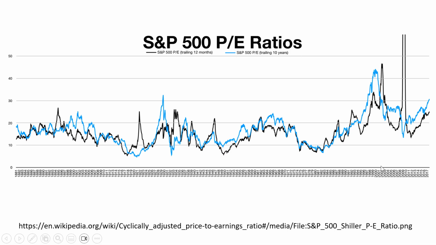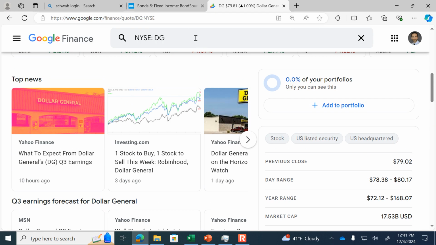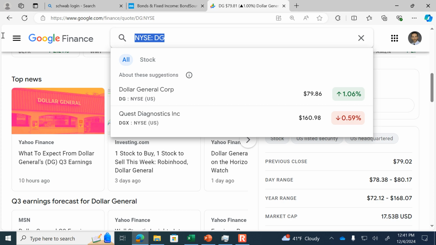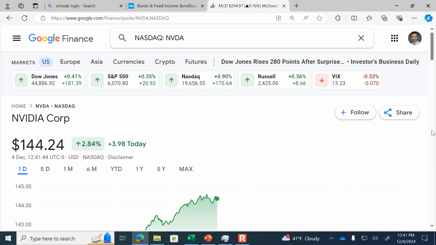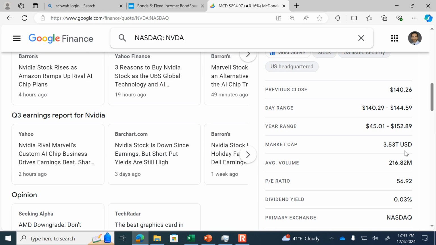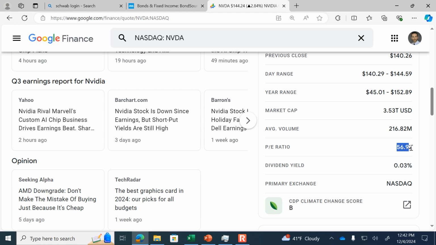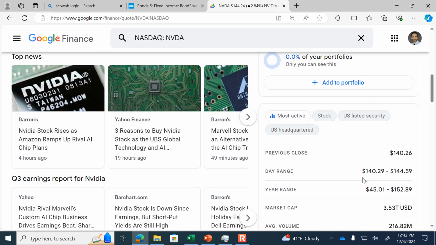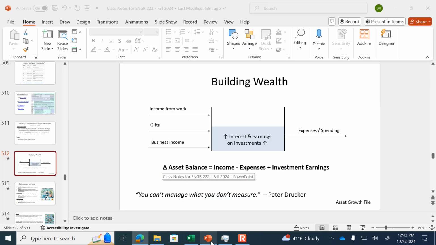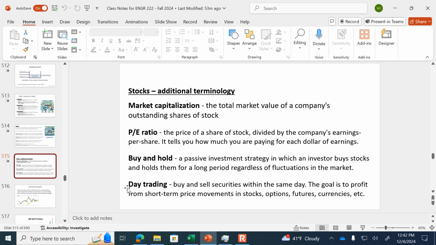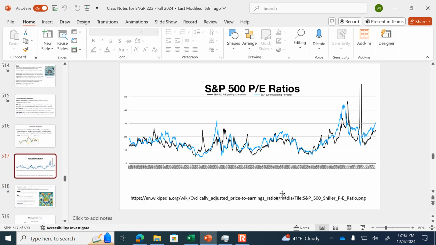So the bottom line, what you need to know, is be cautious of companies that have a really high P to E ratio. So for example, NVIDIA. It has a bright future, but it's also got a really high P to E ratio. Like people are paying $56 for every $1 of earnings. They do have a dividend yield, so I guess that's nice, but it's only 0.03%. So they're not giving people a lot of money yet. They probably will in the future. All right.